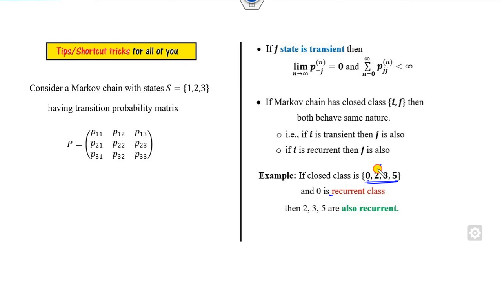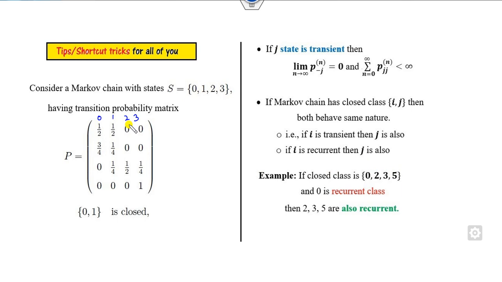How can you prove that a class of your Markov chain is closed? For example, here the states are 0, 1, 2 and 3. Look at 0, 1. That is the 0 row and the first row; these are the elements. Check whether their row sum is 1 or not. You can see half plus half is 1. So that means this is a closed class.